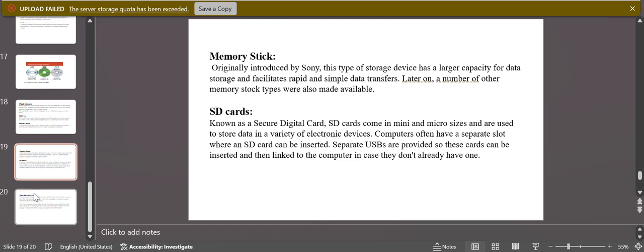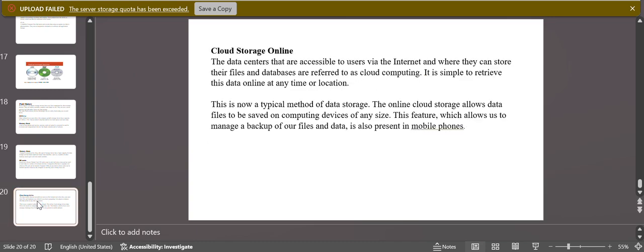The last one is cloud storage online. The data center that is accessible to users via the internet, and where they can store files and databases, is referred to as cloud computing. It is simple to retrieve the data online at any time or location. This is now a typical method of data storage.